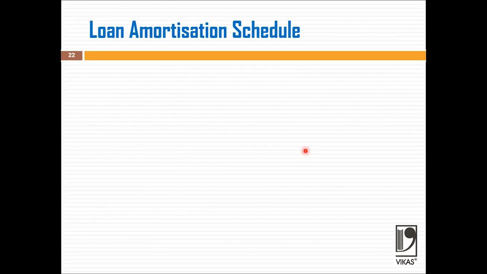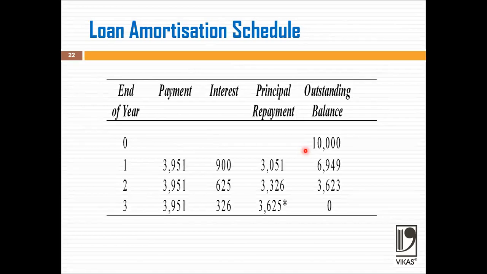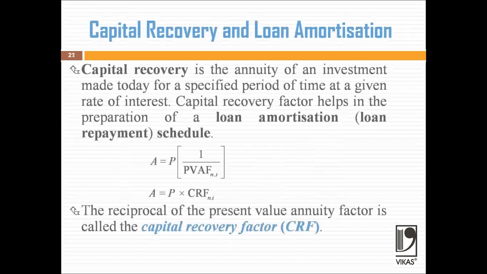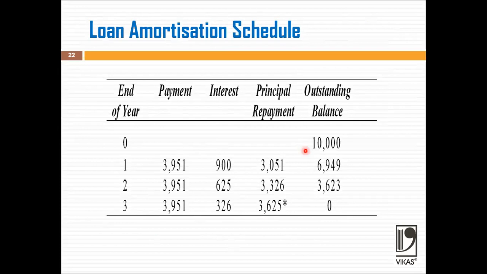Then the loan amortization schedule. So this is a 3-year plan, a 3-year loan amortization schedule. So this is year 0. Year 0 means the end of year 0, which is the beginning of year 1. So we have taken a loan of 10,000 and the installment is 3,951, right? This is an installment.